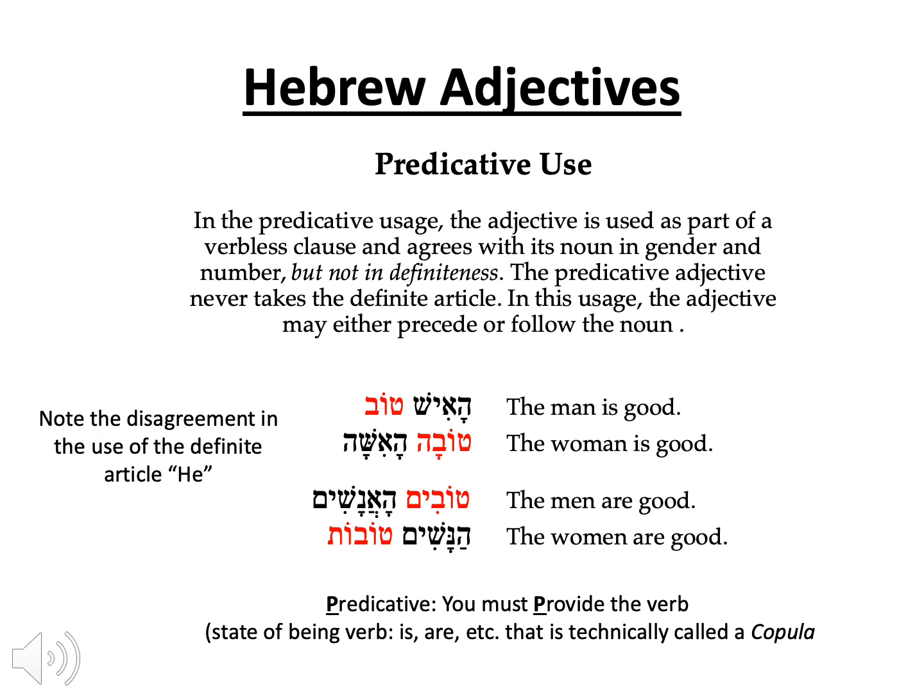So if we have the man, ha-ish, instead of having the good, in an attributive relationship, ha-tov, we will instead have tov ha-ish, good the man, which we would translate as good is the man or the man is good.